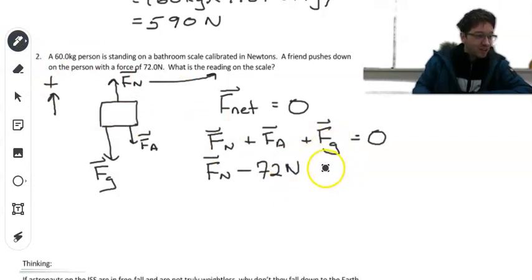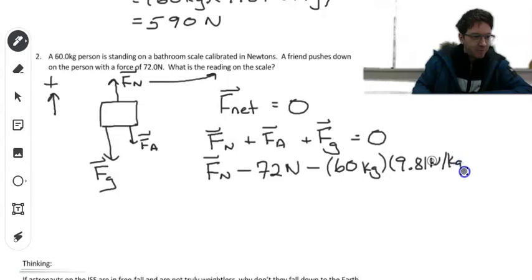Okay, and gravity is also down, so that's going to be negative, and we calculate it using mass times gravity. We actually did it up in this question above, where 60 kilograms times 9.81 is 590 newtons, but I rounded that answer, so let me just put it in again so we don't round. So 60 kilograms times 9.81 newtons per kilogram, all equals 0.